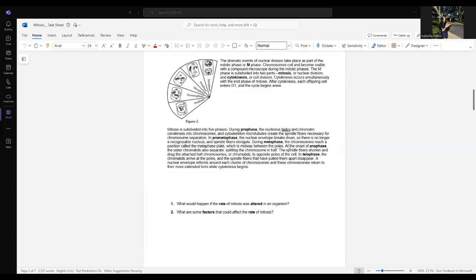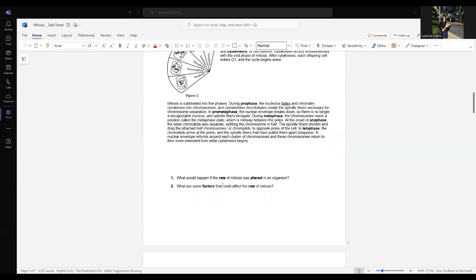The spindle fibers shorten and drag the attached half chromosomes or chromatids to opposite poles of the cell. In telophase, the chromatids arrive at the poles and the spindle fibers that have pulled them apart disappear. A nuclear envelope reforms around each cluster of chromosomes, and these chromosomes return to their more extended form while cytokinesis begins. So what would happen if the rate of mitosis was altered in an organism?